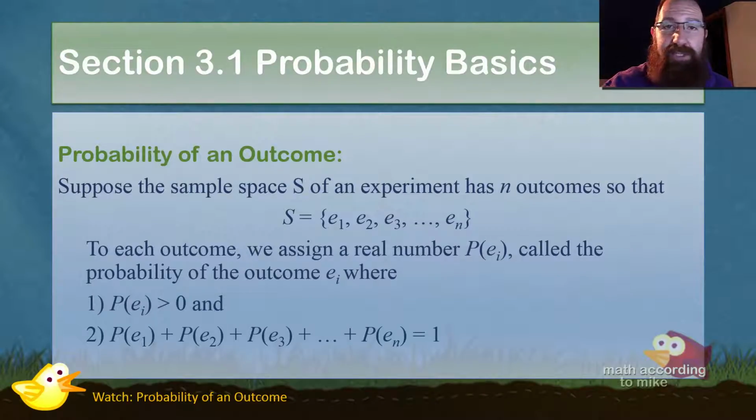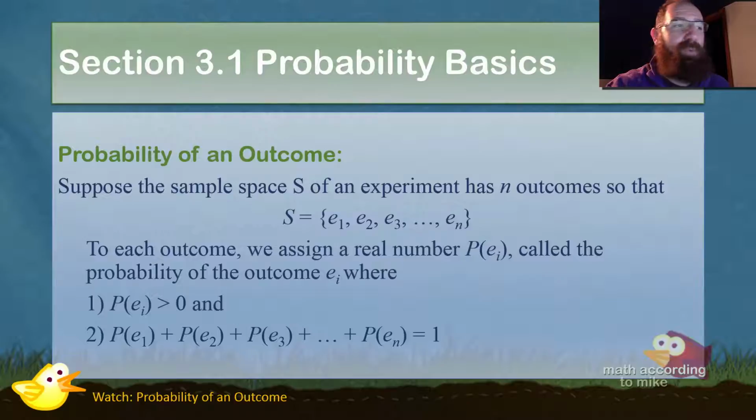It's a crazy definition. Don't freak out unless you'd like to. Suppose the sample space S of an experiment has n outcomes, so that S is equal to the set, and we have all those e's there. First off, don't forget, the little e's we use for the outcomes, and notice it goes from 1 to n, the little subscript, so there's n of those there.